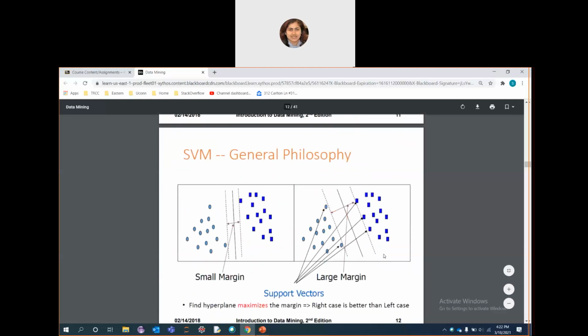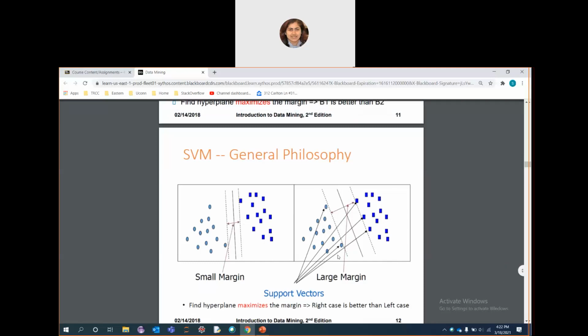The general philosophy, just a simple example. Here, these are two different labels or attributes, and here it has a small margin, whereas this picture has a large margin. We need to always find, out of the multiple scenarios of hyperplanes, which one to choose. You need to find the hyperplane that will maximize the margin. So here the right case has a larger margin in comparison to the small margin, so we will go with the right side here.